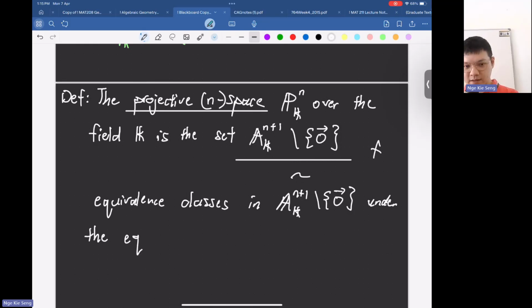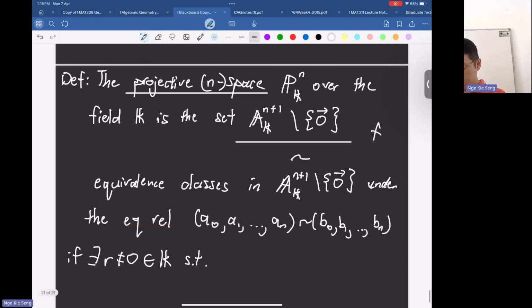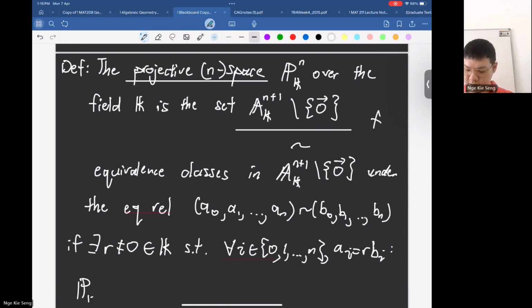So we will say that A0, A1 up to An is the same as B0, B1 up to Bn if there exists a non-zero scalar in your K such that all these Ais are multiples of each other. Okay, let's spend some time looking at this definition first. So later I'll complete it. Let's spend some time looking at this definition here.